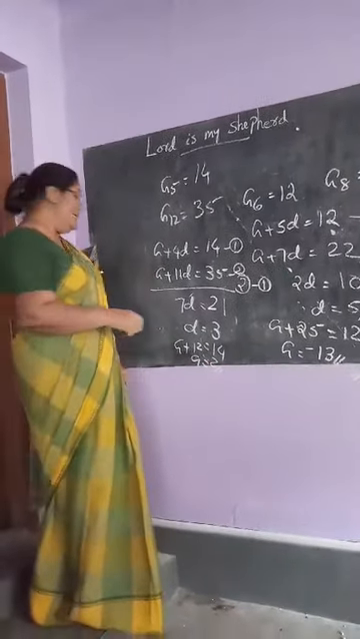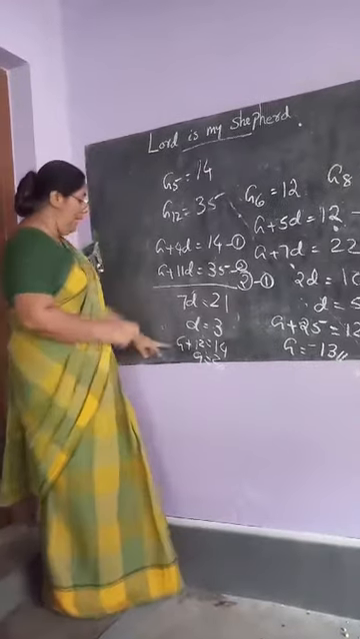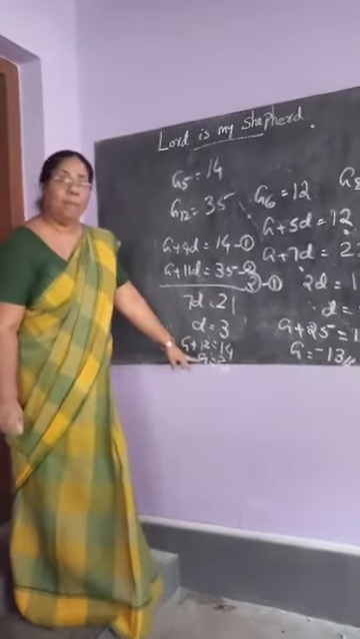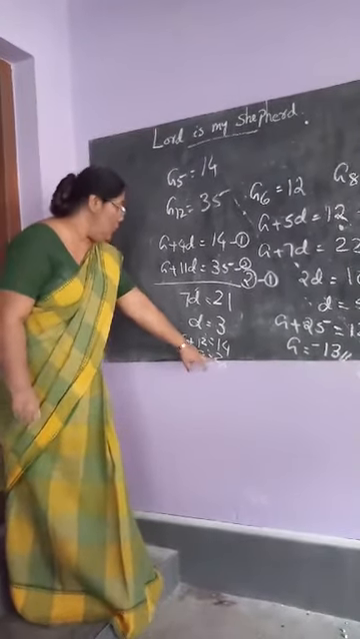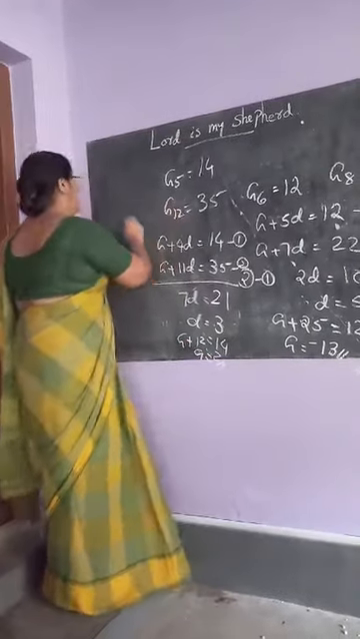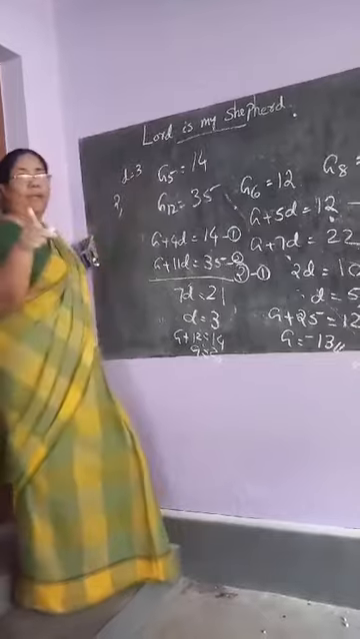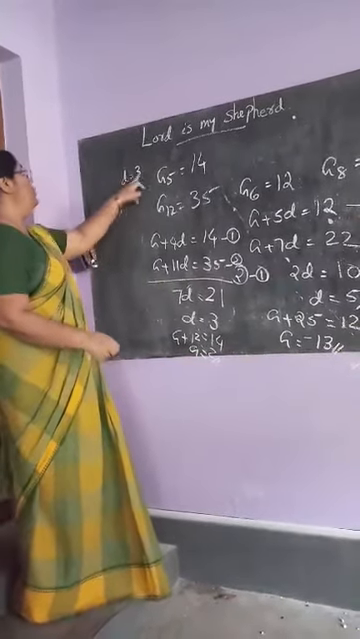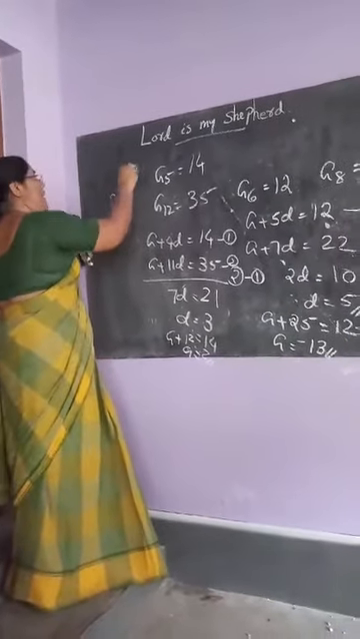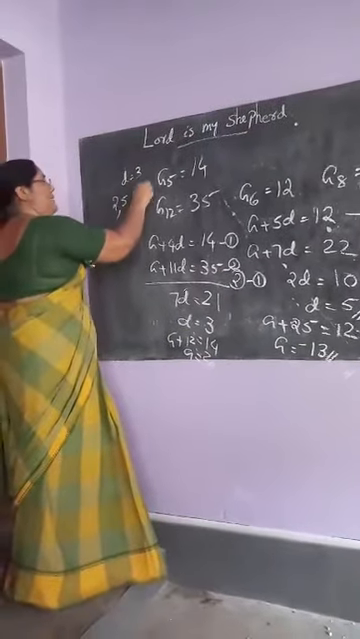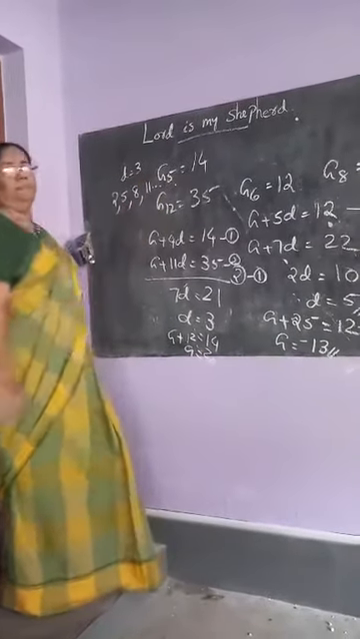Suppose your question is find the AP. How can you form the AP here? If A is 2 and D is 3, how can you write the AP? 2, 2 plus 3 is 5, 5 plus 3 is 8, 8 plus 3 is 11, etc.